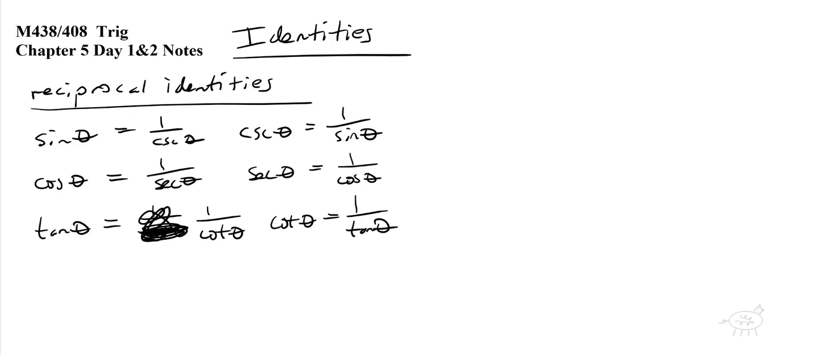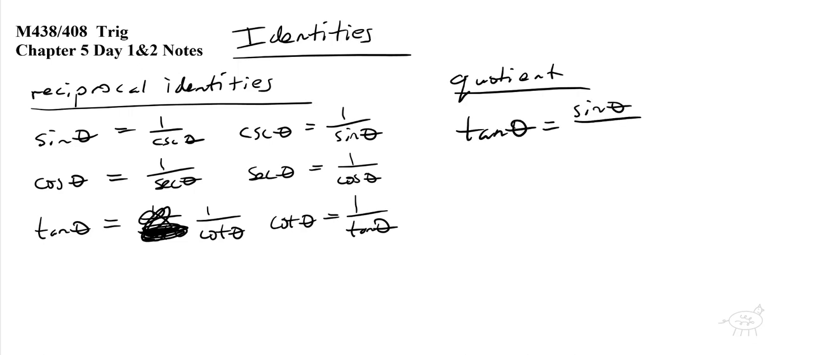And then we also know something called quotient identities, and that is easy. It's tangent of theta is sine of theta over cosine of theta, and cotangent of theta equals cosine of theta over sine of theta.